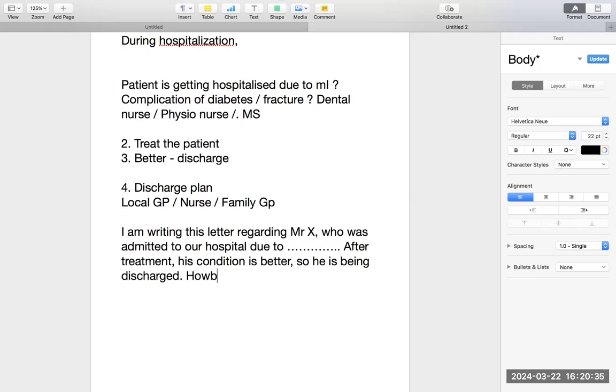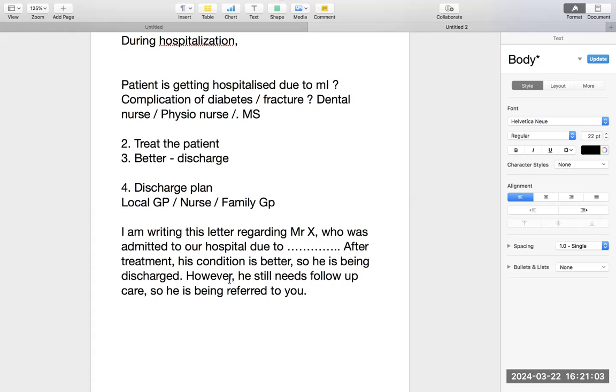However, he needs follow-up care. Whatever word is given, use that word. However, he needs follow-up care, or however, he still needs. Still is also a very good word. That means even after getting better, he still needs follow-up care. So he is being referred to you.